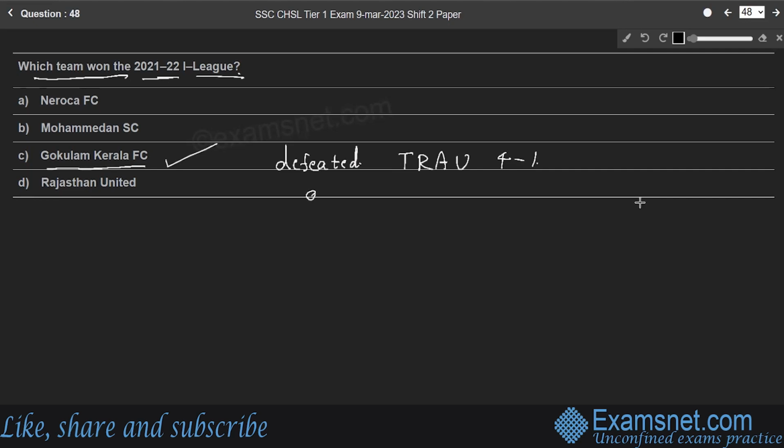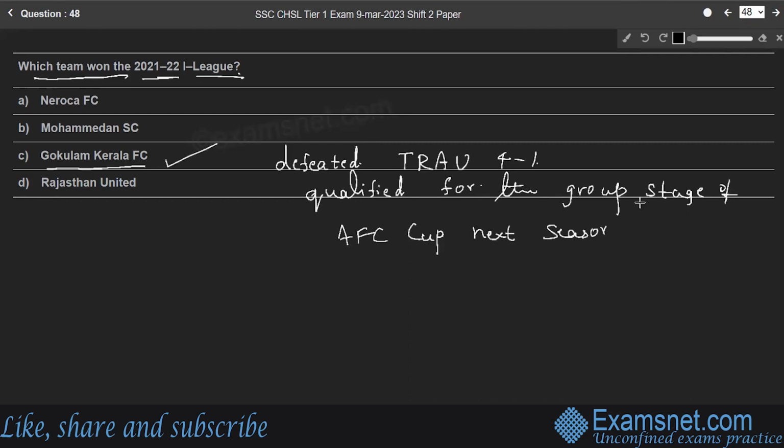group stage of the AFC Cup next season, which is Asia's second-tier club competition. They also became the first club from Kerala to win the I-League title. Option C is the answer.